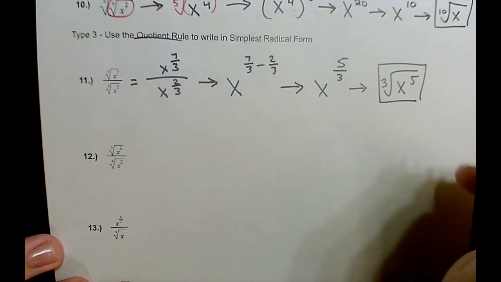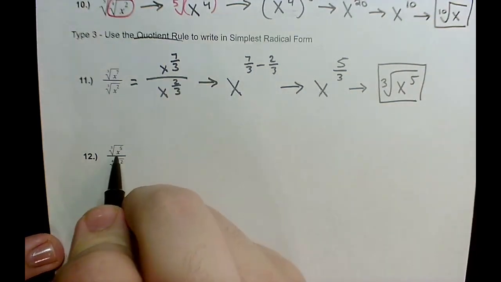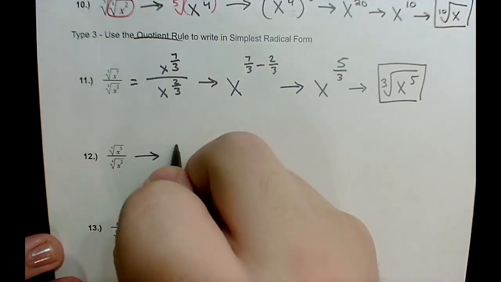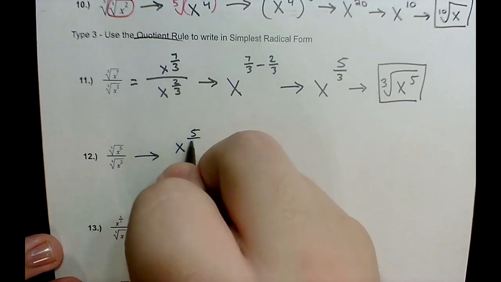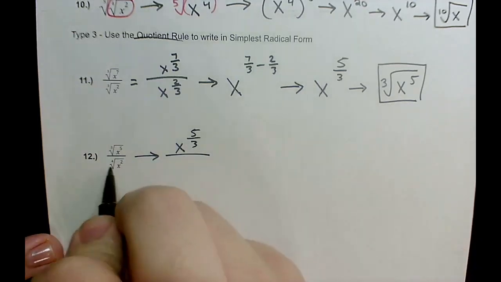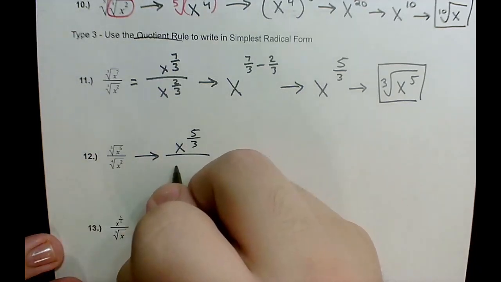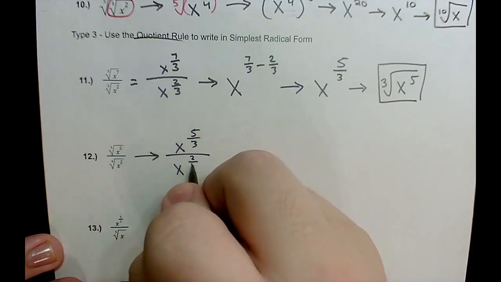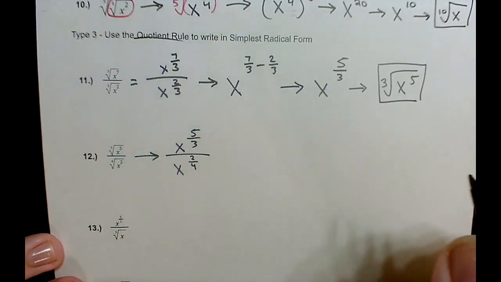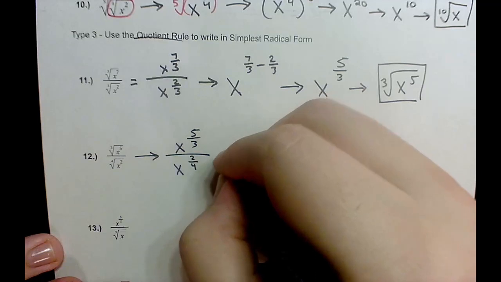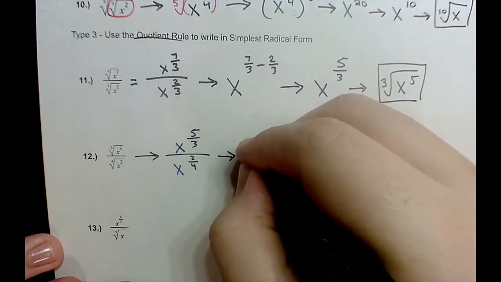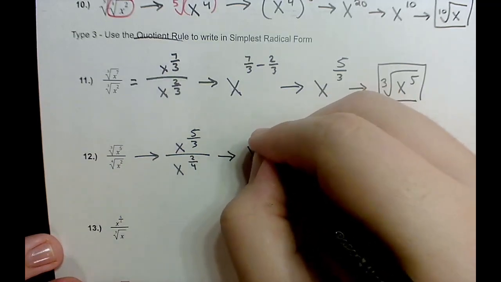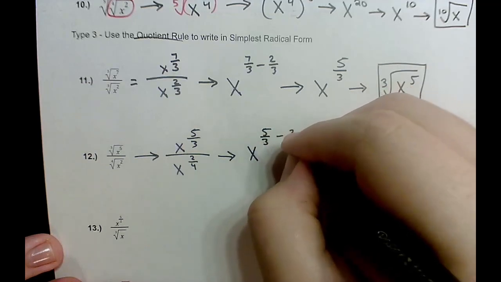For number 12, we've got the cube root of x to the 5th. That would be x to the 5/3. And then we've got the 4th root of x squared. That would be x to the 2/4 power. So I know I'm supposed to subtract and say x to the 5/3 minus 2/4.